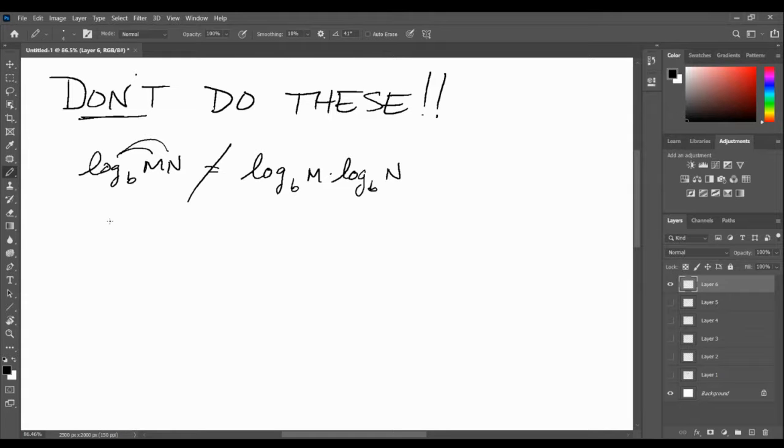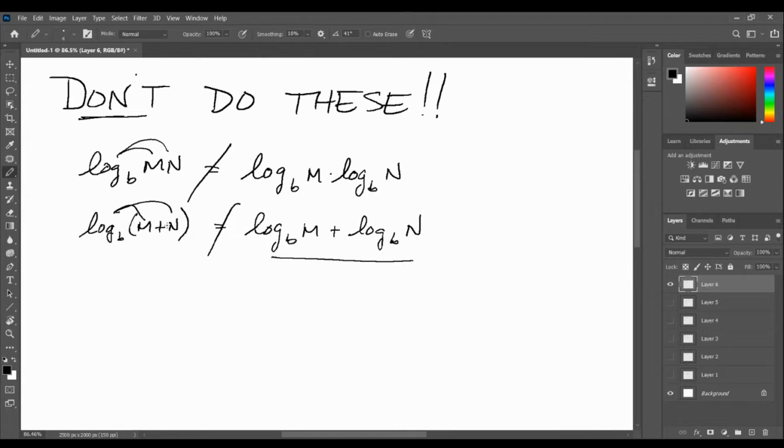Another one I see is log base b of m plus n. And again, they distribute the log: log base b of m plus log base b of n. Those aren't equal. The thing on the right-hand side would be the product, m times n, not m plus n. So that doesn't fit with those properties.